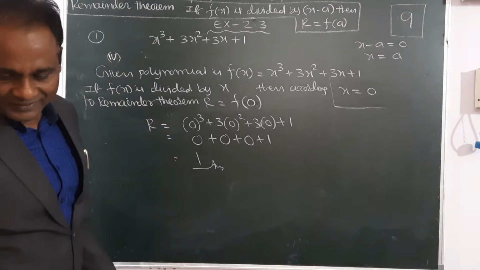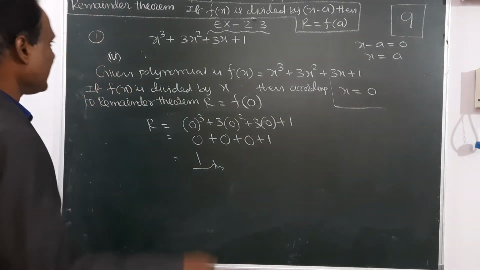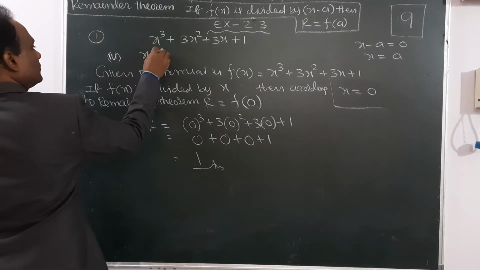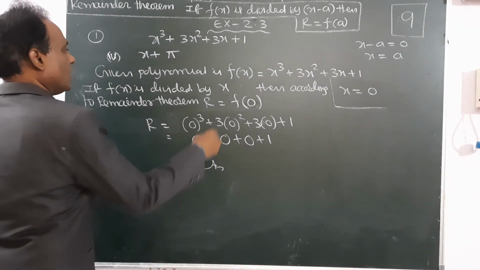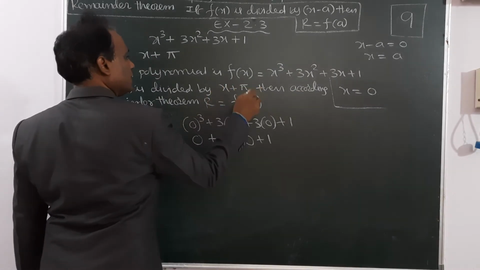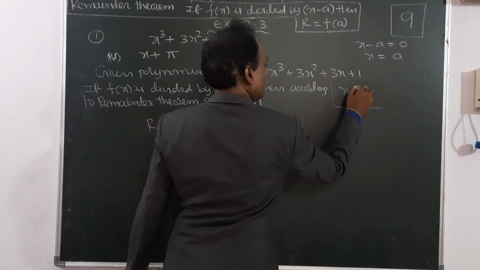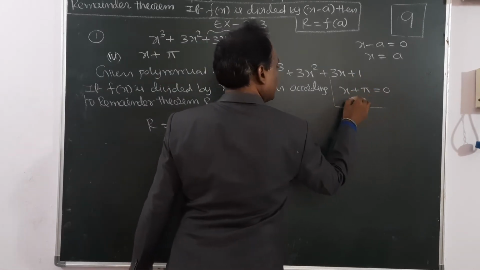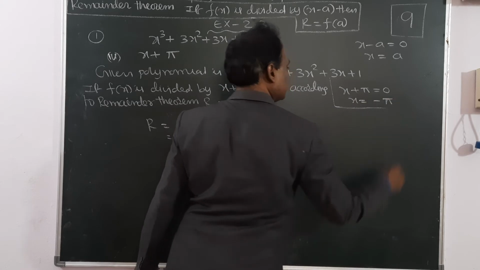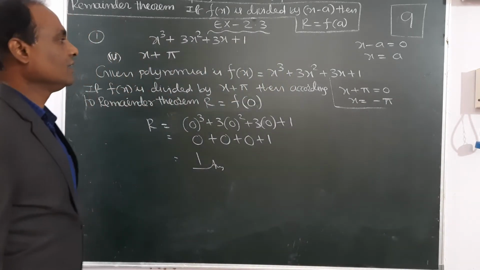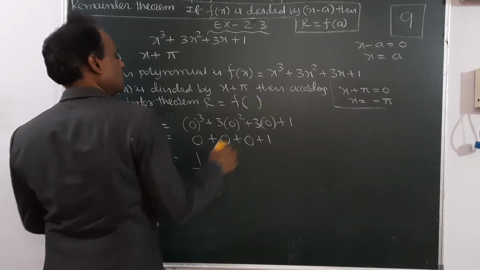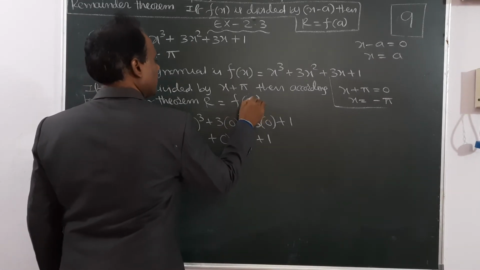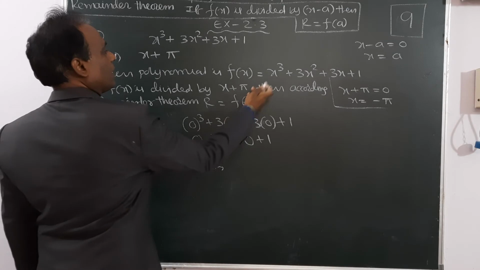Fourth bit, x plus pi, divided by x plus pi. If x plus pi is 0, x is equal to how much? Minus pi. X plus pi is equal to 0 means x is equal to minus pi. So in place of x, we have to write minus pi. That's all. Substitute minus pi in place of x.